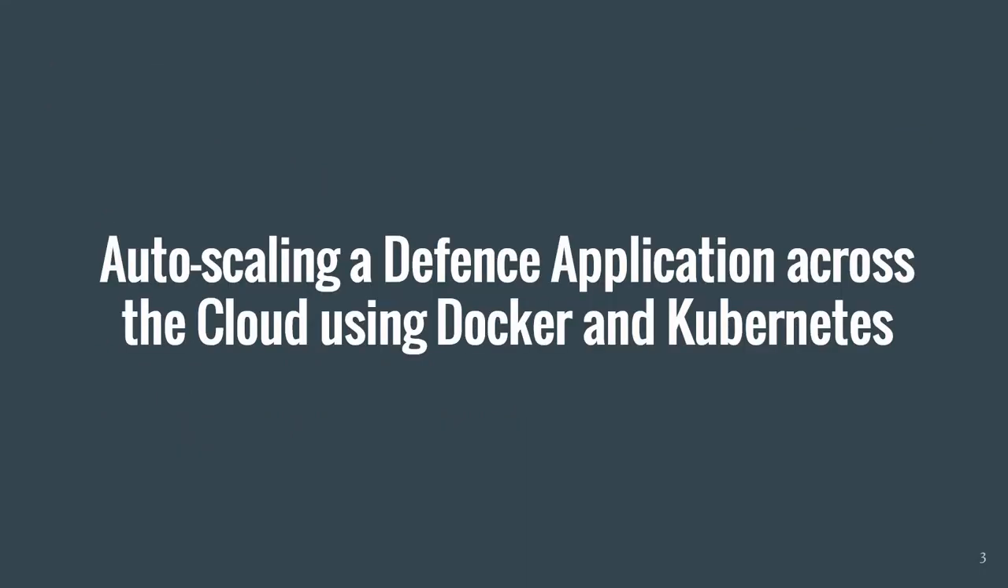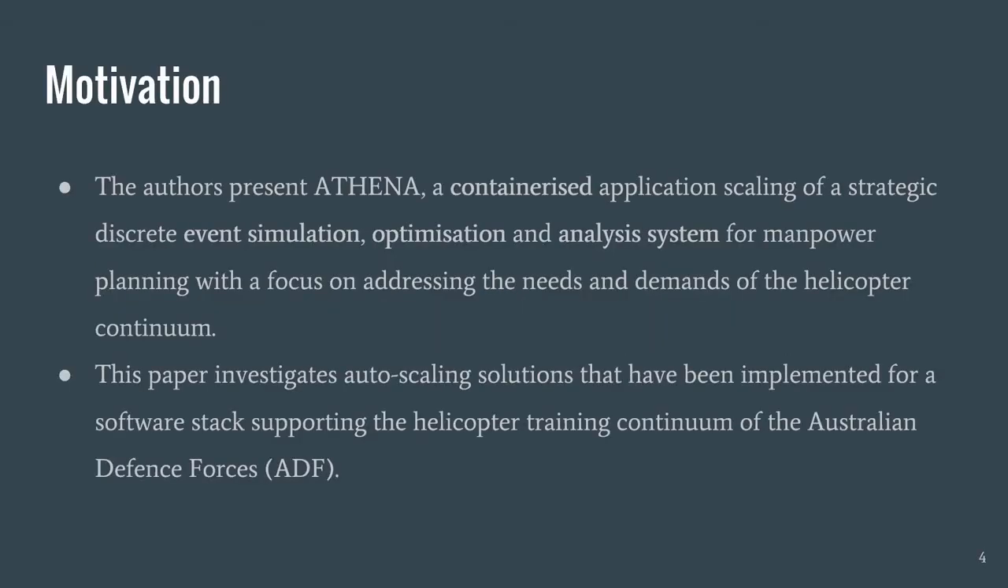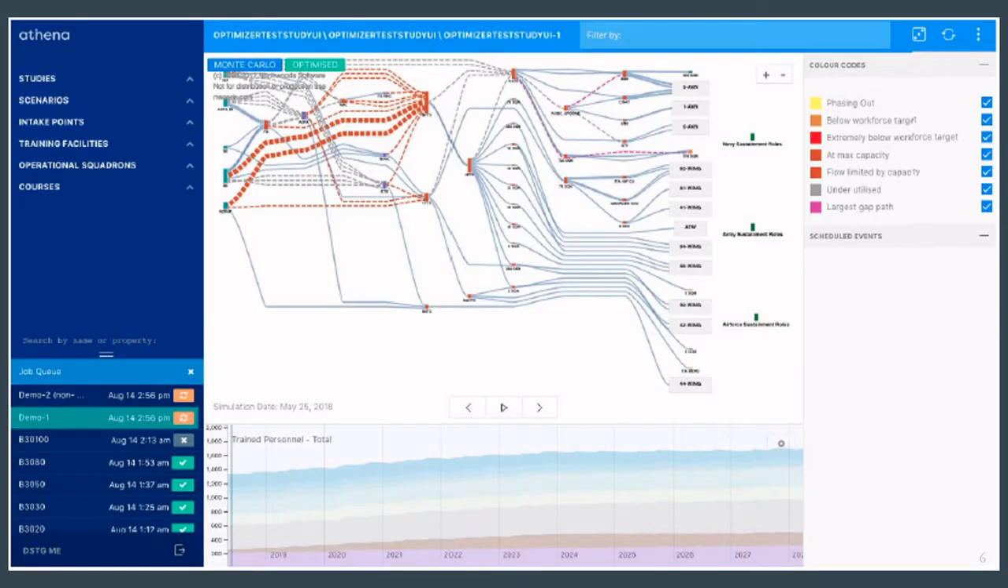So, starting with the first paper, its title is Autoscaling a Defense Application Across the Cloud Using Docker and Kubernetes. This was released in 2018. In this paper, the authors present Athena, an application with a focus on addressing the needs and demands of the helicopter training continuum at the Australian Defence Forces, investigating its auto-scaling solutions. The goal is to make Athena a cloud-native application with the ability to scale these simulations in real time across the cloud.